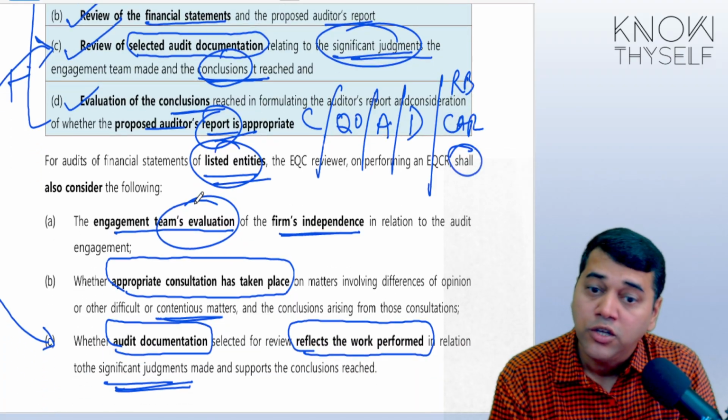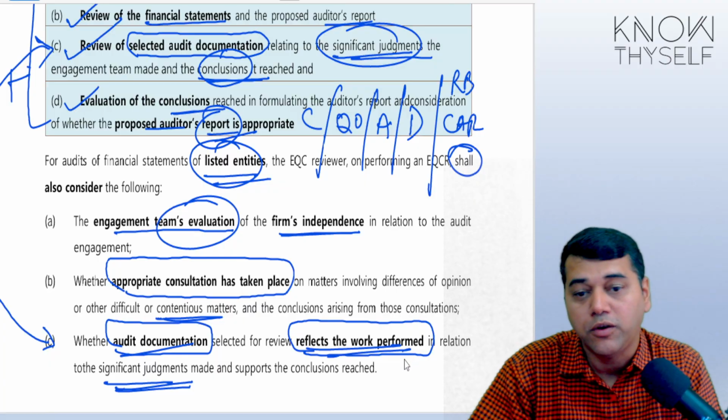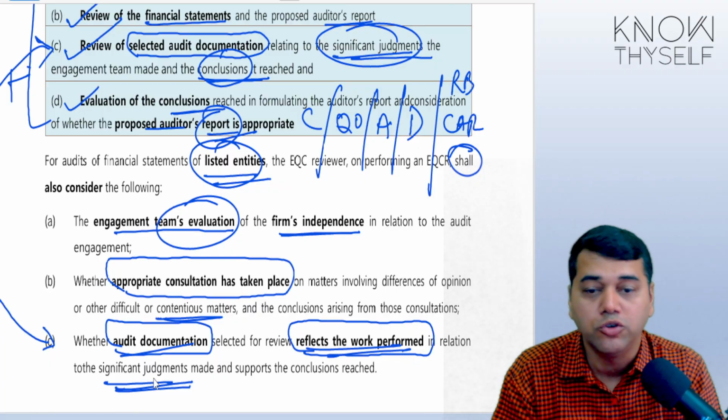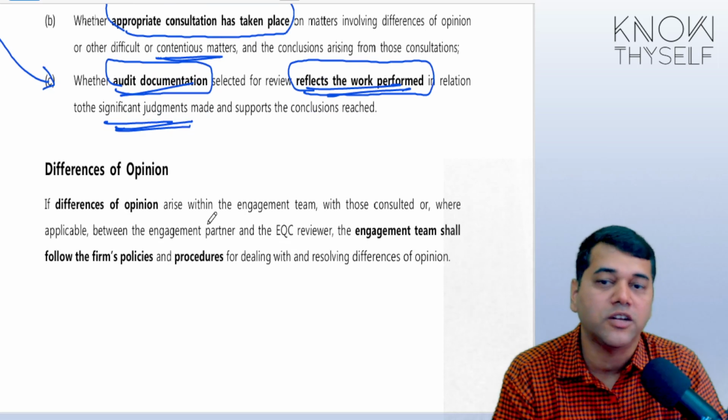But here, you check whether the documentation, what they have done, reflects that the work has been performed to the proper extent. Okay, so this is what you need to understand. This is the responsibility.